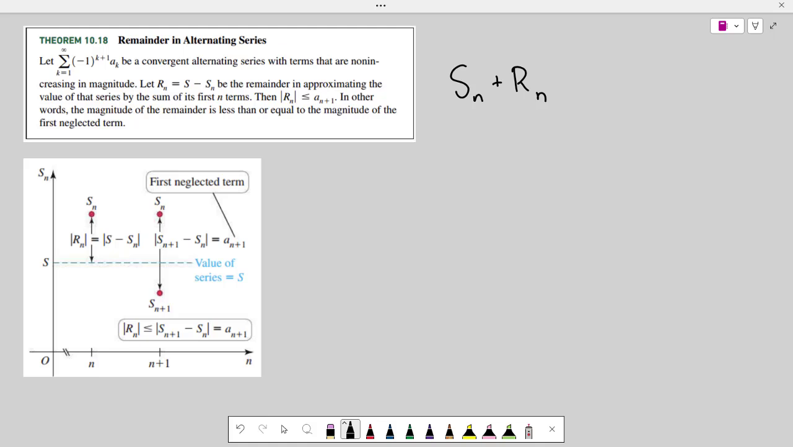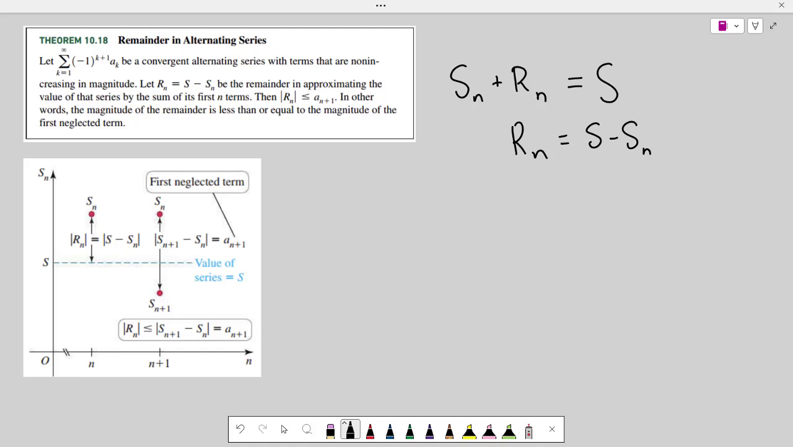Okay? So if you have a series that converges, that would be equal to the total sum. And so if you subtract, you can get an expression for the remainder. The remainder is the difference between your nth partial sum and the actual sum of the series.